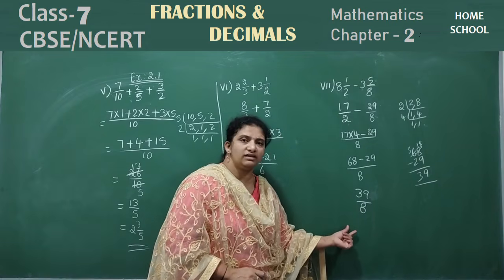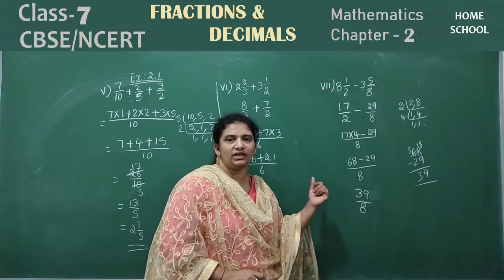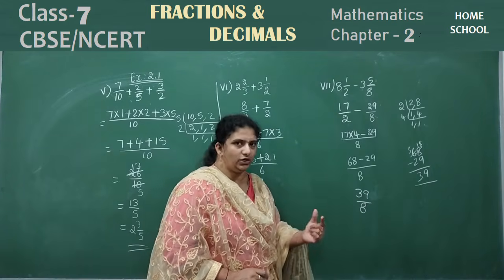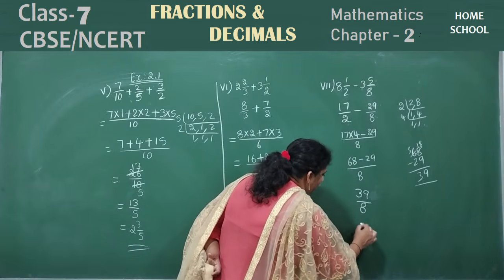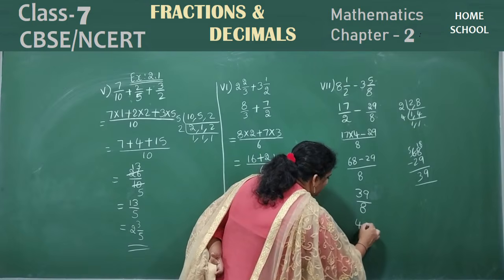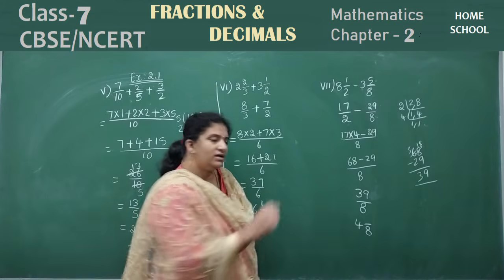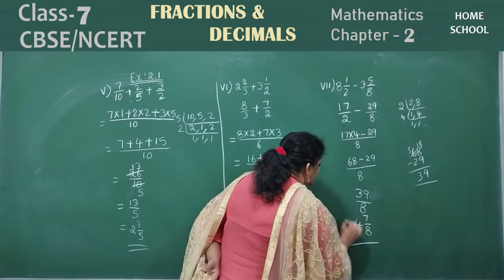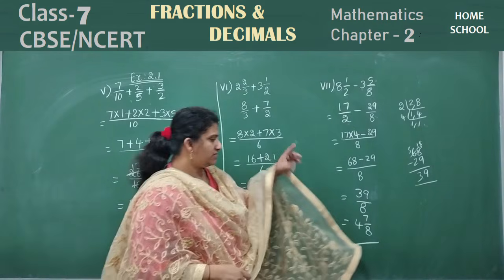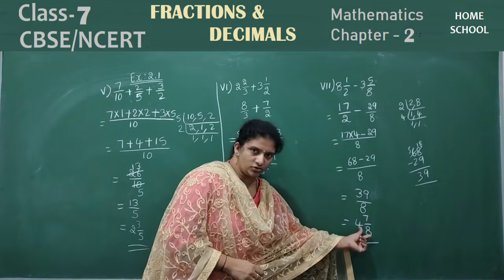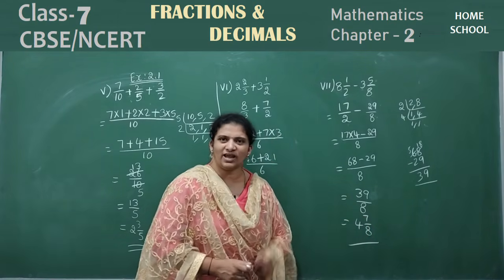How can you convert, children? In the 8 table, what is the nearest multiple you have for 39? 8 fours are 32, right? So 39 minus 32 will be how much? 7. Your answer is equal to, you place equal to, children, for every step. 8 fours are 32. 32 plus 7 will be 39 by 8 is your answer.